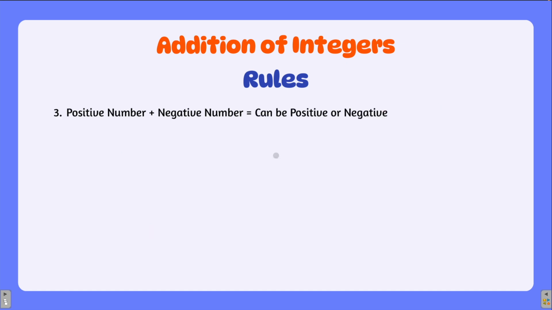A positive number plus a negative number. Let's try to do this. It can either be positive or it can be negative. Let's take the same numbers. We want to add -3, a negative number, plus a positive number 5. Let's see how to do this. So the first number is -3 plus 5.